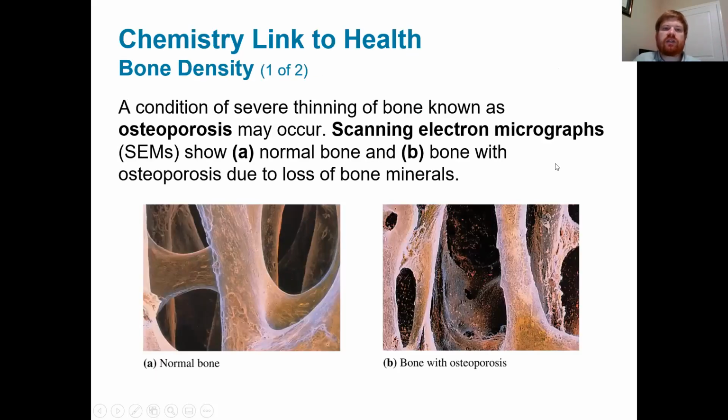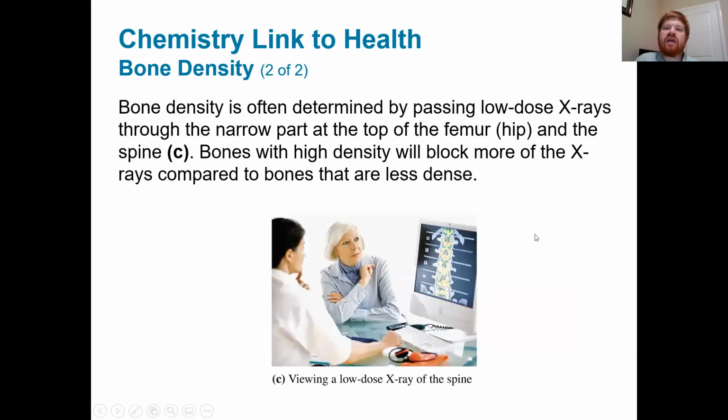Okay, so how does this relate to health? Well, you may have heard of the condition called osteoporosis, which is just a thinning of bones. You can take images of the bones, and you can see that a lot of the calcium bone material is actually eaten away when you have osteoporosis. So you have much less dense bones, and those less dense bones can then lead to easier fractures in your bones.